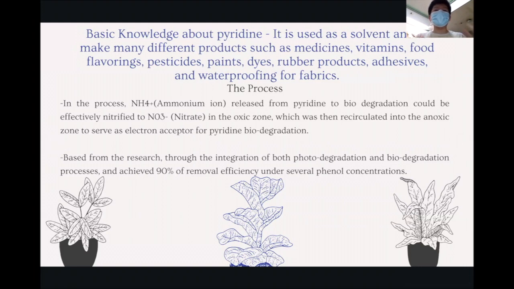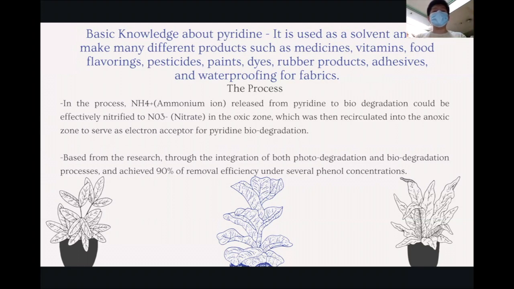So in the process, ammonium ion released from pyridine biodegradation could be effectively nitrified to nitrate in the oxic zone, which was then recirculated into the anoxic zone to serve as electron acceptor for pyridine biodegradation. So for this process, actually, what Miss discussed in her first lecture about the nitrogen cycle. This is actually just the nitrogen cycle, but we added some other elements.